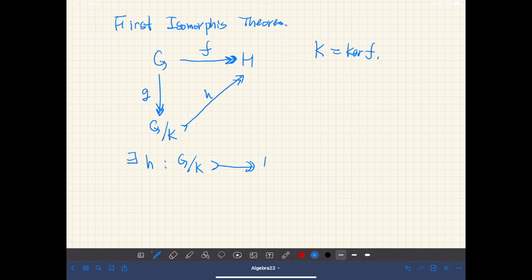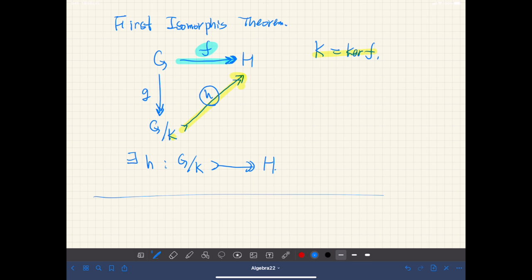So what's given is this F, which is an epimorphism. Then there exists this isomorphism, where K is the kernel of F. So let's prove this, and somehow we need to construct this isomorphism H.